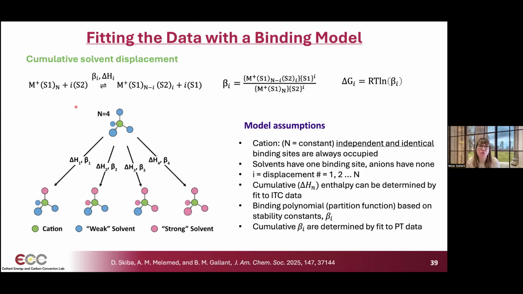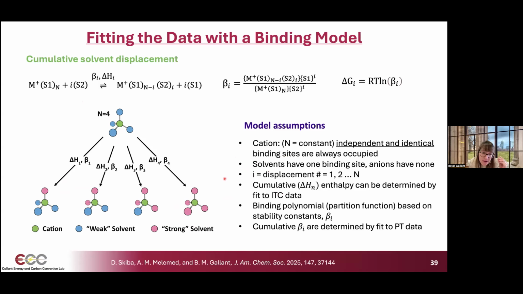But in brief, we are modeling a sequential solvent displacement reaction. So we start with lithium coordinated by a weakly coordinated solvent, and then we look at what happens as we increasingly displace, on average, 1, 2, 3, and 4 binding sites by strong solvent. The assumptions here are that the cation has independent and identical binding sites. We actually don't have to assume the number of binding sites. We can validate that through the fitting, and we get a binding number of around four coordination sites.